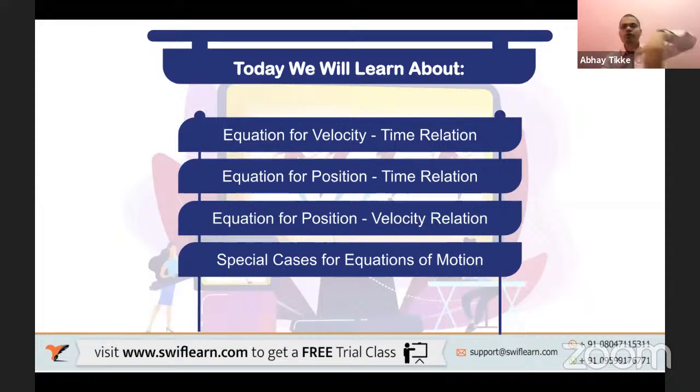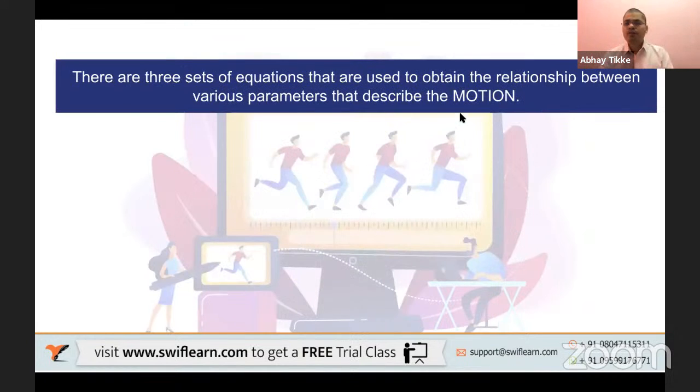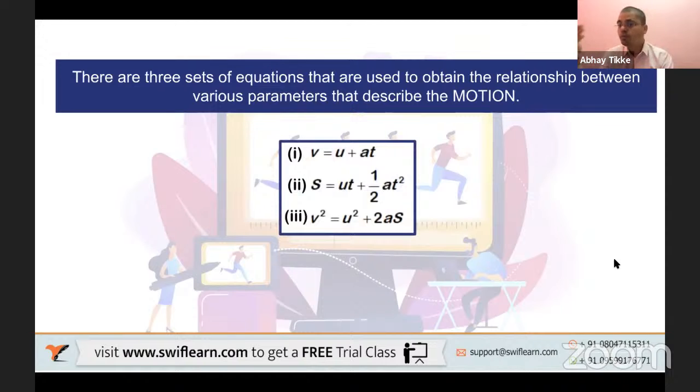Yes, these are the 4 topics we are going to discuss. Equation for velocity time relation, equation for position time relation, equation for position velocity relation, and special cases for equations of motion. So these are the main 4 topics we are going to discuss. Okay, fine. Now there are 3 sets of equations that are used to obtain the relationship between various parameters that describe the motion, right? So what are these? Yes, as I said, v = u + at, first equation. Second equation is s = ut + half at square. Third equation is v square = u square + 2as, right? So these are the three equations. We are going to prove them by using graphical method.